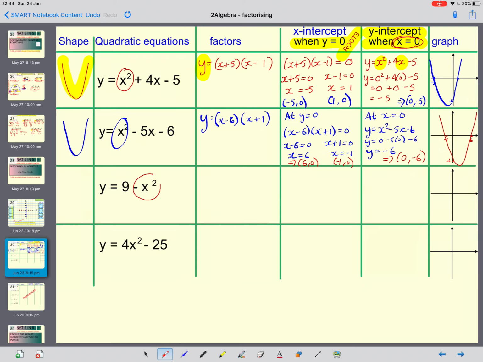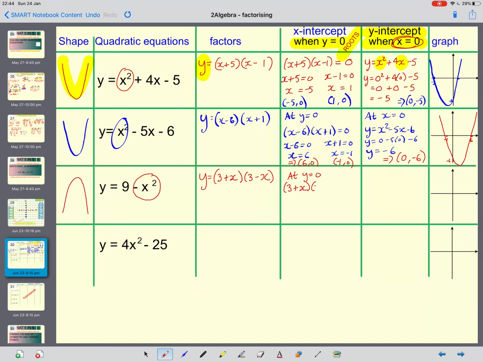So when we look at the x squared, it's a negative x squared, so the shape's going to look like this here. We're going to factorise it. The difference of two squares, it's going to be 3 add x and 3 take away x. You're going to find the roots. That happens at y equals 0.